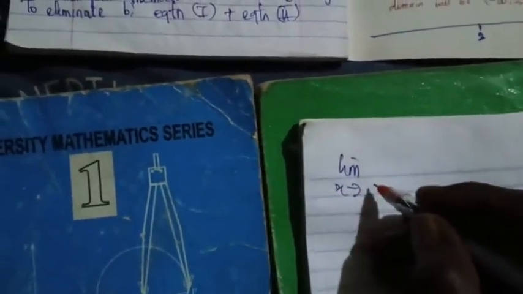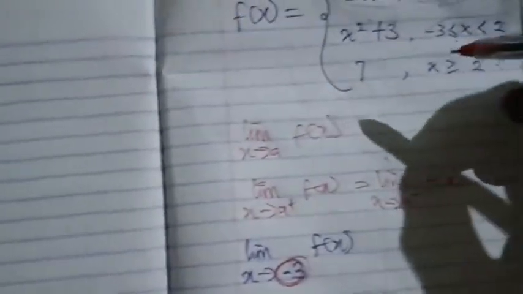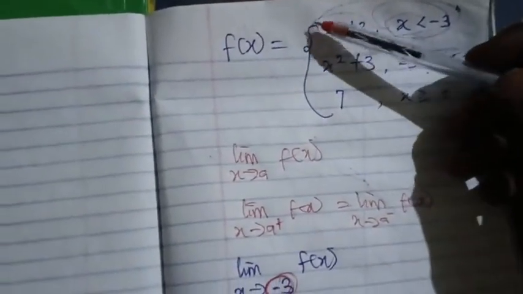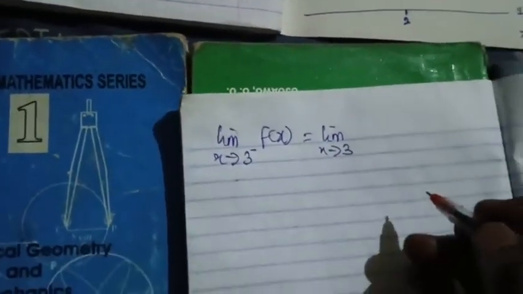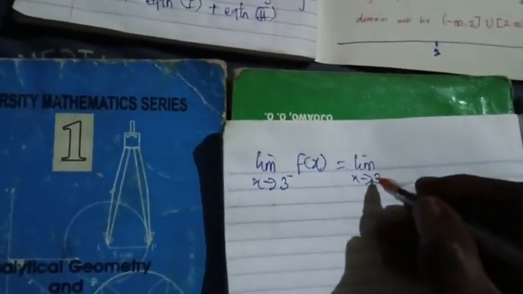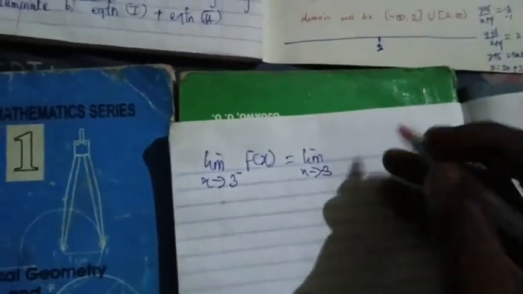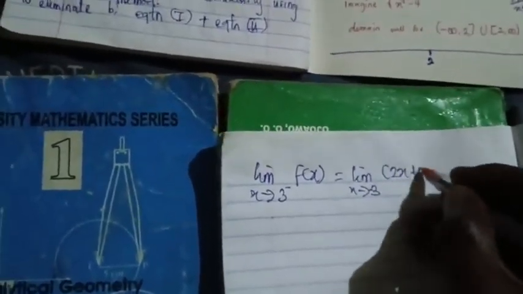Okay, the left-hand limit now. Look at me. I'll say the limit from the left of f of x. I said we are going to pick what? We are picking this particular part for the left. So I will say that will be equal to the limit as x goes to minus 3 of what? I'm just picking the function that satisfies it.